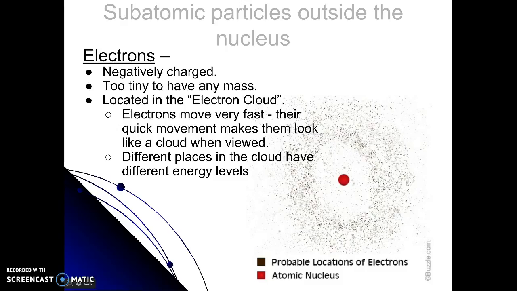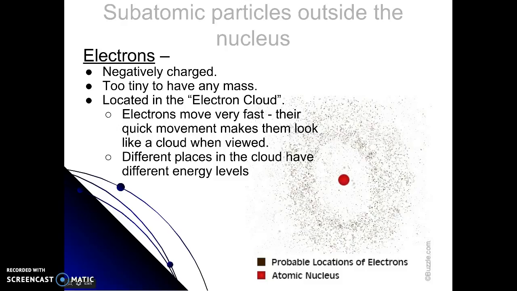If we're looking at subatomic particles outside the nucleus, we're looking at electrons. They're negatively charged. They're so tiny, they don't really have any mass, and they're in what's called the Electron Cloud. They're negative. They don't want to be next to each other. It's like 2 ends of a negative magnet, and so they're always pushing each other apart, and they move very fast. And so when we look at them under a very powerful microscope, we see just this cloud of electrons. And that's where they could be at any given moment, or that's where they were at that moment when a picture was taken one time.